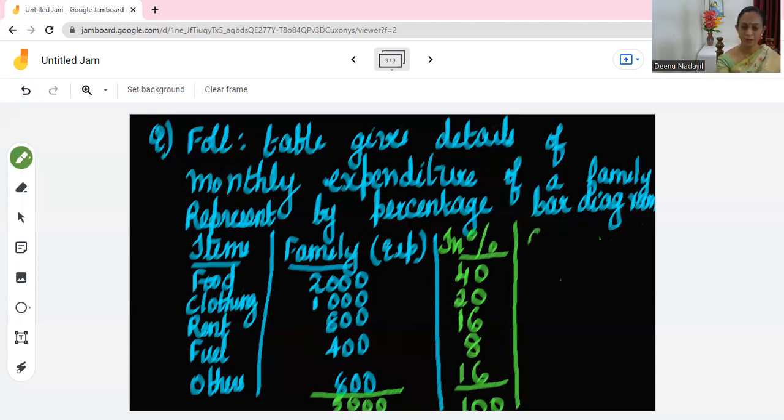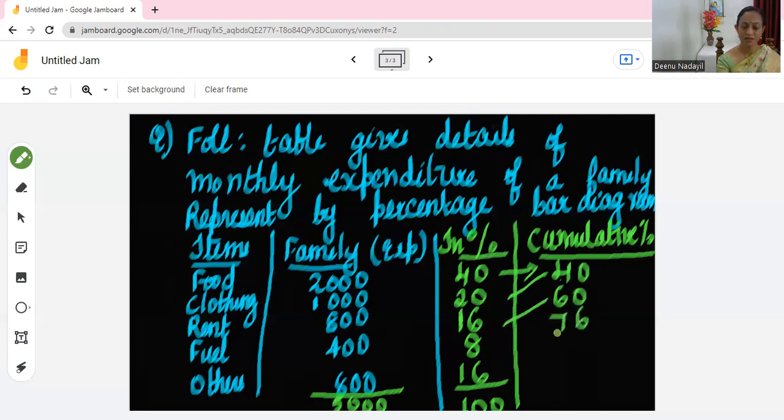Now, the next step is to find the cumulative percentage, in the next column. So how to find the cumulative percentage? The first number will be the same, 40. Next will be 40 plus 20. What is 40 plus 20? 60. Next is 60 plus 16, which is 76. 76 plus 8 is 84. 84 plus 16 comes to 100.